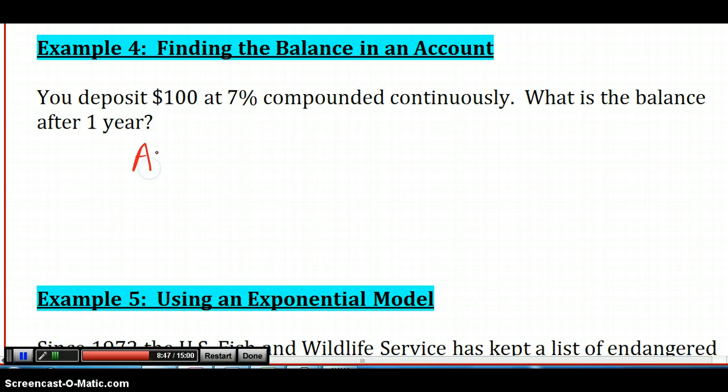So we have A equals Pe^(rt). P is our initial amount. Our initial amount we deposited was $100. Then we have e raised to the power of rt. R is our rate. Well, we're compounding at 7%, and as a decimal that's 0.07. And then times T. It wants to know the balance after 1 year, so our T is 1. So if we go ahead and do that math, you get 107.25. So you earned $7.25. Woohoo!